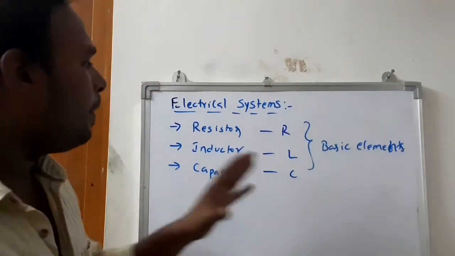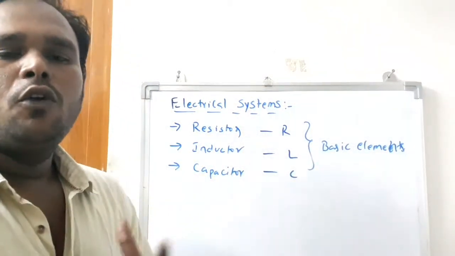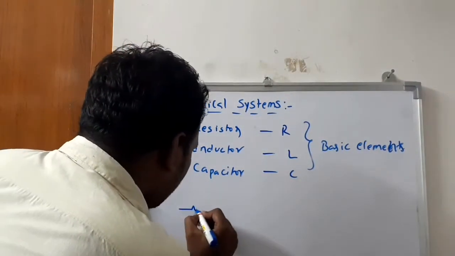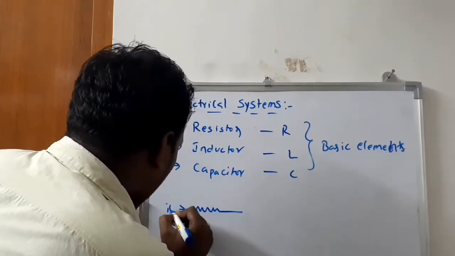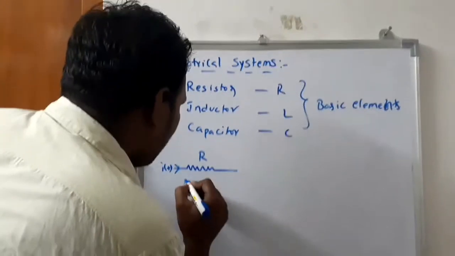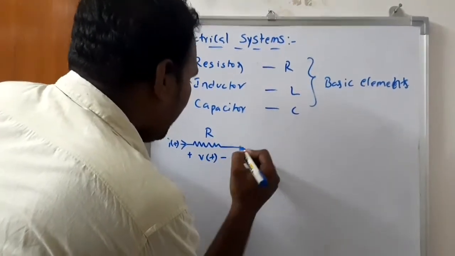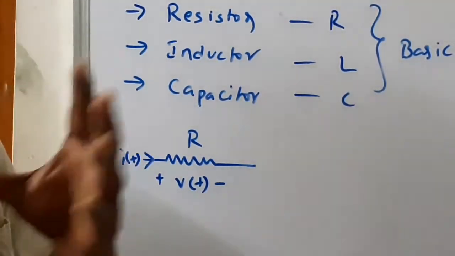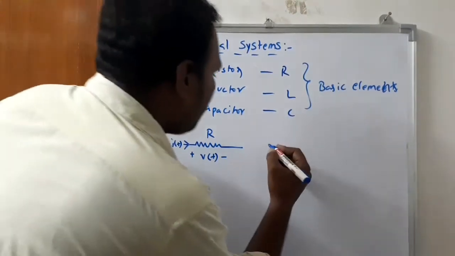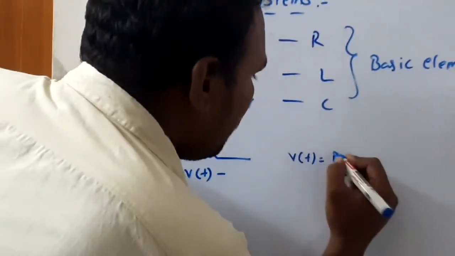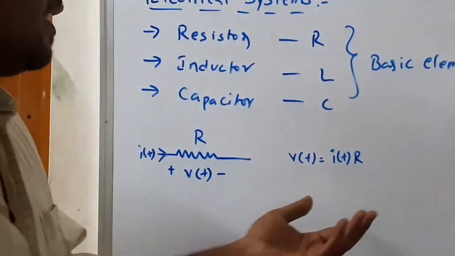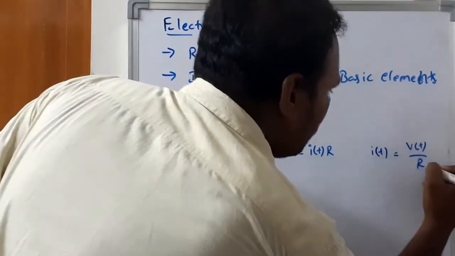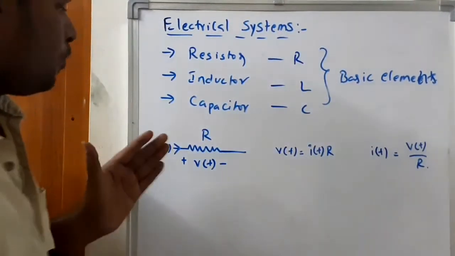By using the voltage-current relations, we are going to find the differential equations of the electrical system. See here, this is the resistor, so the current flowing through it is i(t), and the voltage is v(t) with the plus and minus symbol. Now we are going to discuss the current and voltage relations of the resistor. From this, v(t) equals i(t) into R. This is the voltage relation. Coming to the current relation, i(t) equals v(t) by R. So these are the voltage and current relations for the resistor.